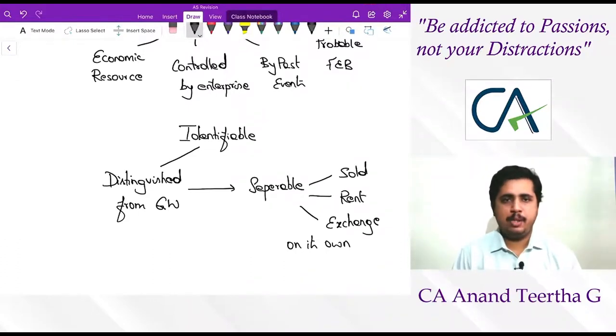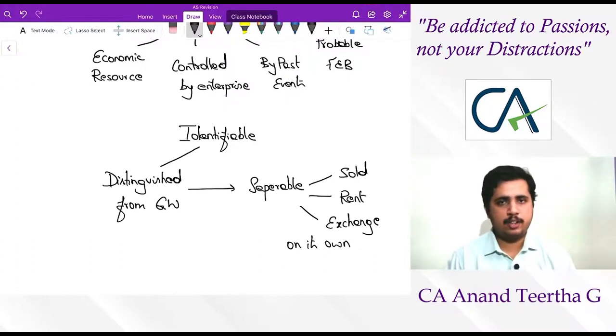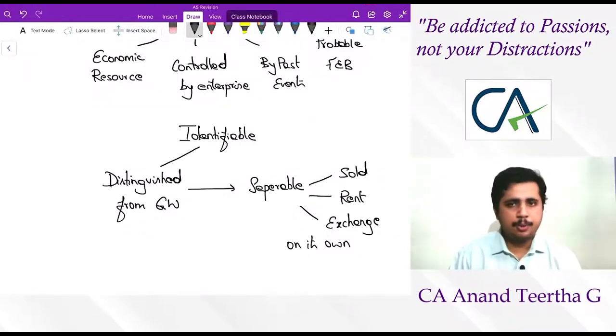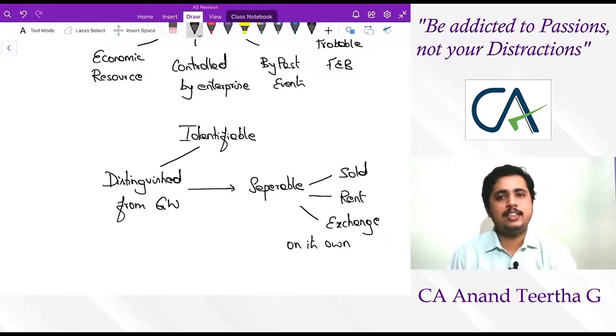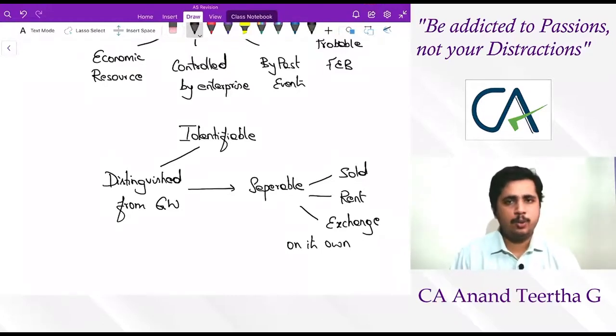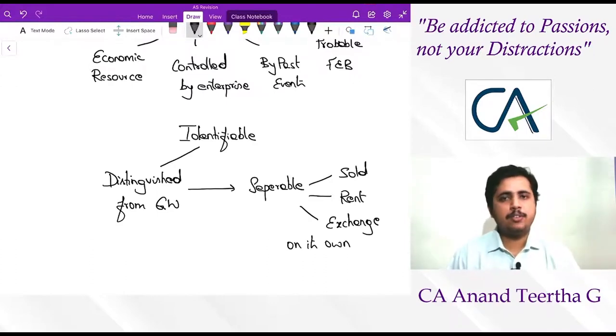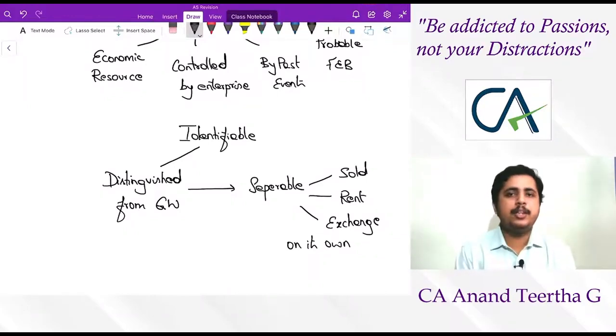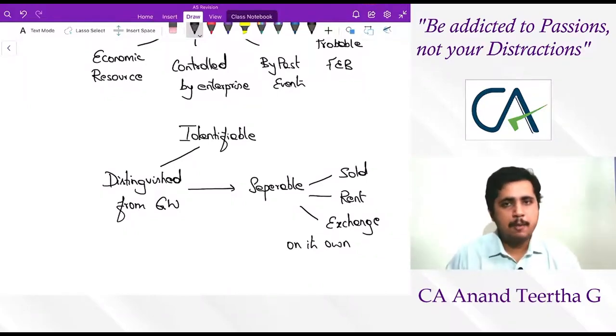For example, say I have got a computer software. Can this computer software be rented on its own? Yes, it could be rented on its own. Can I exchange this software for another asset? Yes, you can do it. Now, for this exchange of software, do you need the business to also come and negotiate? Not needed. Computer software can be negotiated on its own. Computer software can create future economic benefit on its own, which means computer software is identifiable.